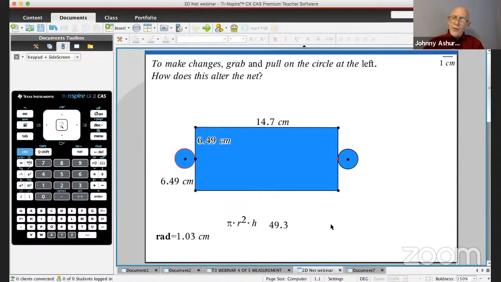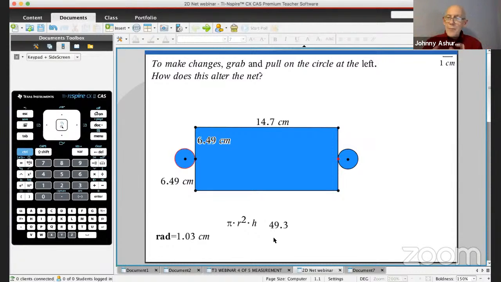But 49.3 puppies? 49.3 centimeters, it's volume. Let's look at that formula. H, height, is measured in centimeters. Radius is measured in centimeters, and it was used twice. So we have centimeters multiplied by centimeters, and we have a volume that makes sense. In this case, 49.3 cubic centimeters.